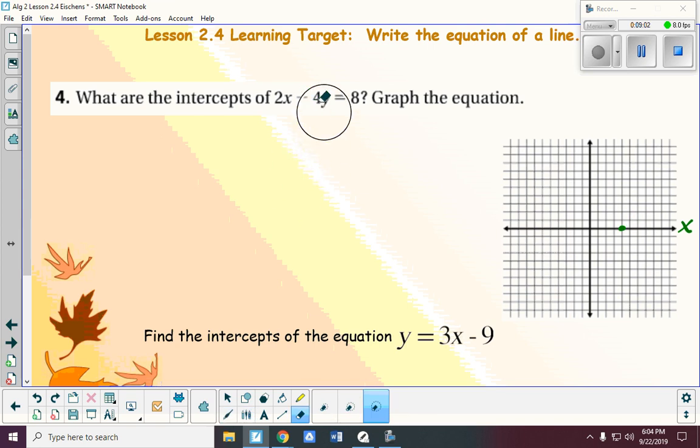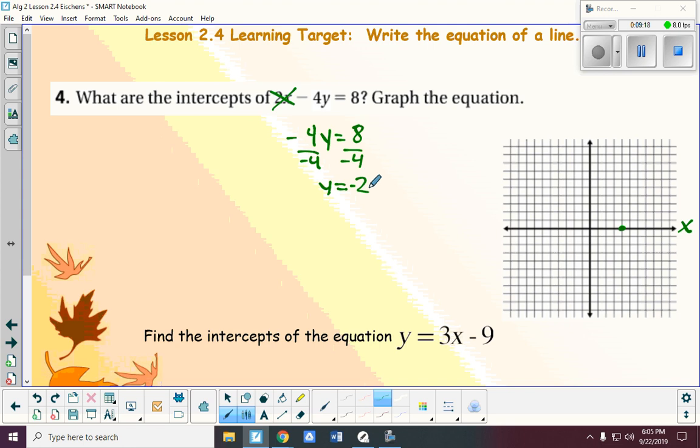Let me erase real quick here. And at the y-intercept, x is 0. So we have negative 4y equals 8. Divide by negative 4, y equals a negative 2. So on the y-intercept, when x is 0, y is a negative 2. And there we have our x and y intercept, and so you can draw the line.